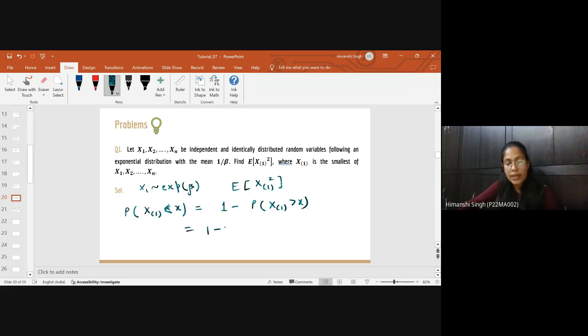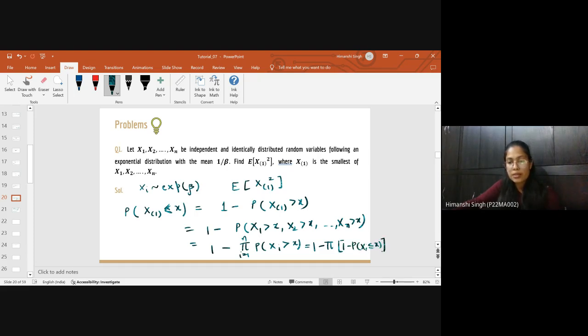So it will be 1 minus the probability that x1 is greater than x, x2 is greater than x, and xn is greater than x. Now I can write this as 1 minus, because x1, x2, xn are independent, the product over i from 1 to n of the probability that xi is greater than x. Now I can replace this with 1 minus the product of 1 minus the probability that xi is less than or equal to x. I just replaced the probability that xi is greater than x with 1 minus the probability that xi is less than or equal to x. Now this is the distribution function.